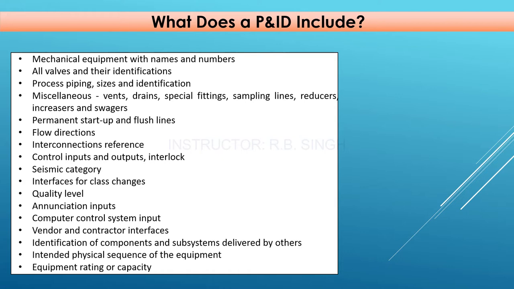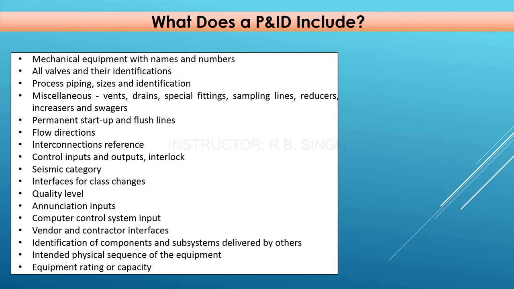Some miscellaneous items we can know about in the P&ID, just like vents, drains, special fittings, sampling lines, reducers, increasers and switchers. Permanent startup and flush lines. Flow directions. It is very important. Which line is starting from where and going to where. This information also we can get.